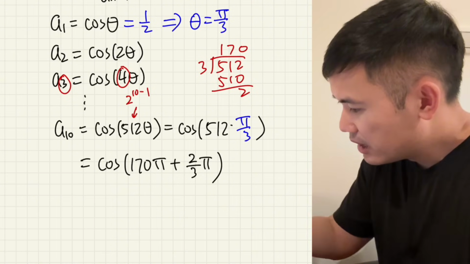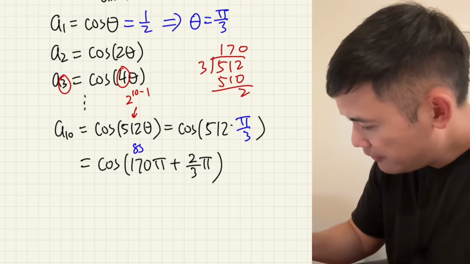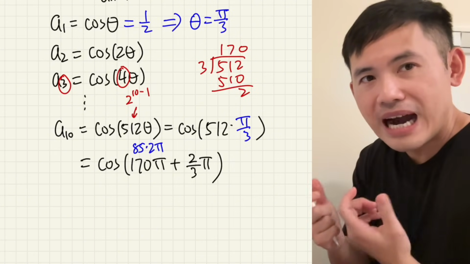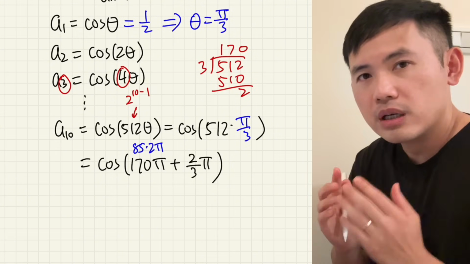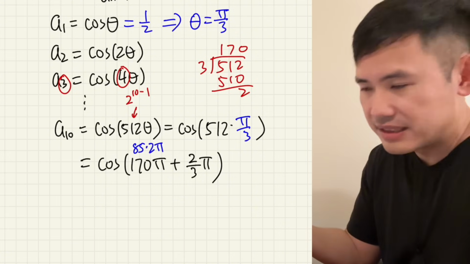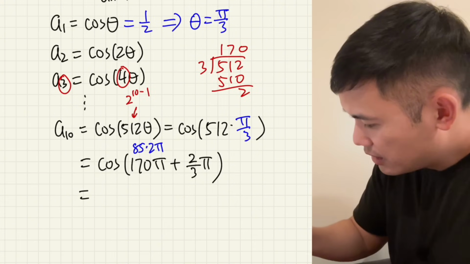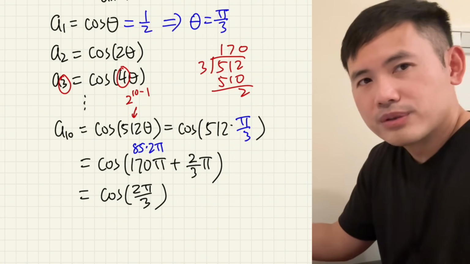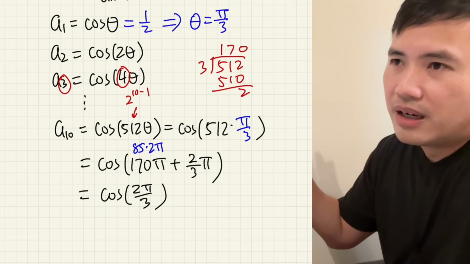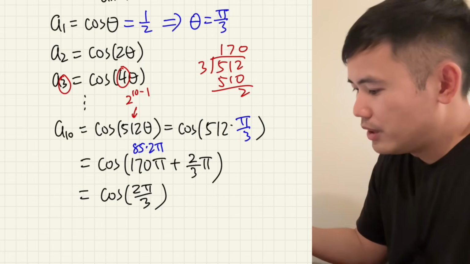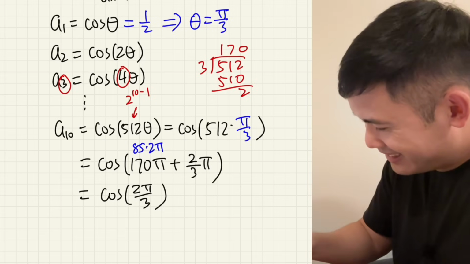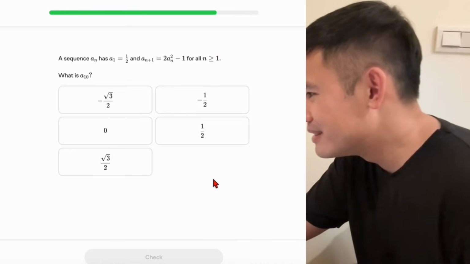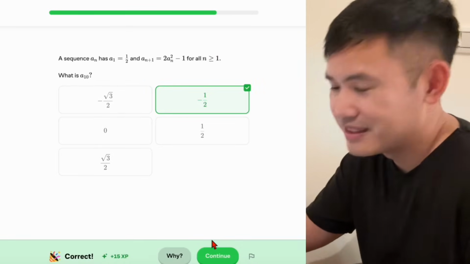170 pi. The key right here is that this is 85 times 2 pi. So we're just adding 2 pi a total of 85 times. And because the period for cosine is 2 pi, this right here does not matter. This right here is the same as saying cosine of 2 pi over 3. What's cosine of 2 pi over 3? It's just the negative version of cosine of pi over 3, which is just going to be negative 1/2. And that's the answer. Let's have a look. We got it right.